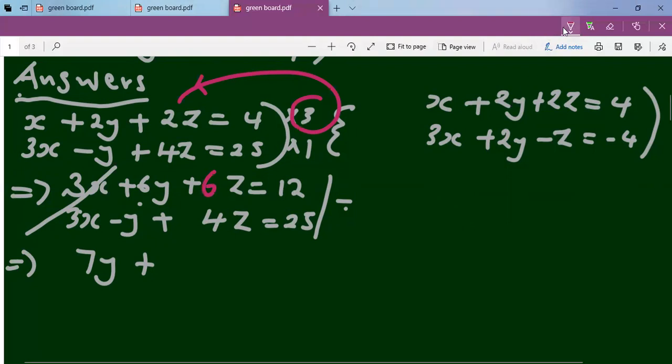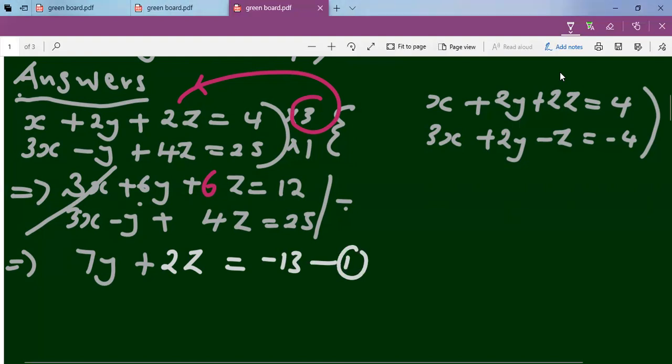So we can move on. In other words, here we're saying 6y minus y, so we are going to get 7y. All right. The other one is 6z minus 4z, we get 2z. Okay. This is equal to 12 minus 25. We get negative 13. We can call this now my equation 1.